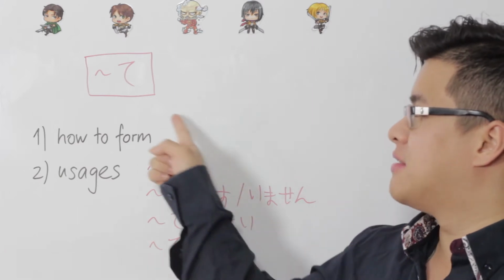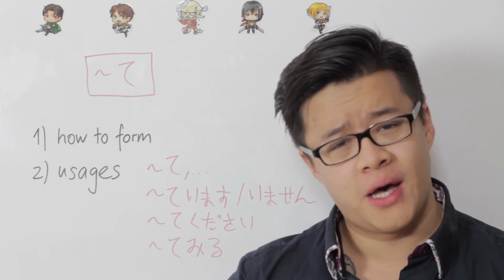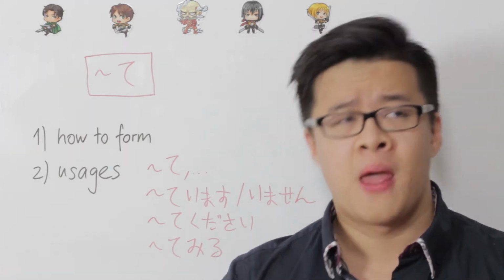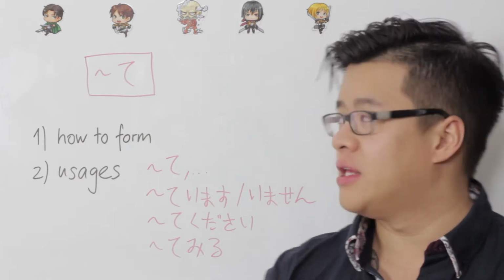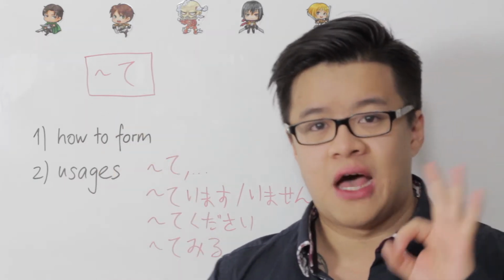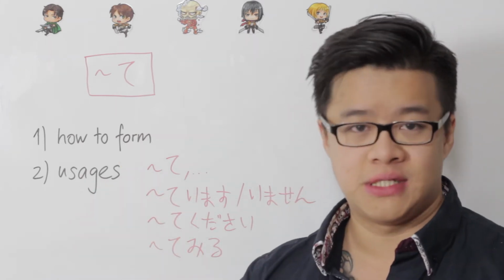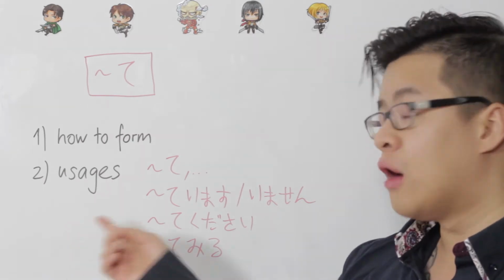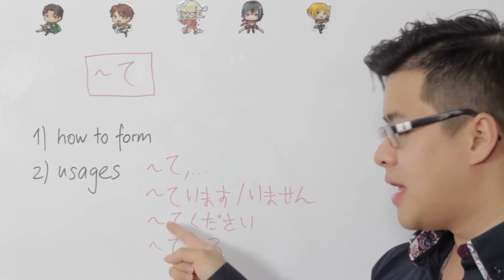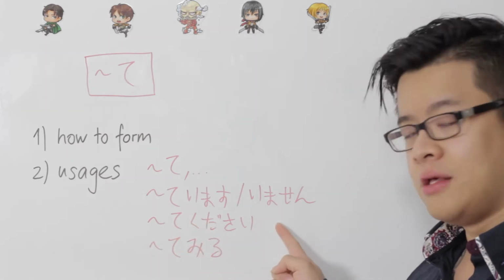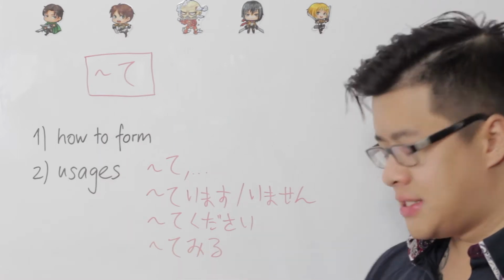So today's focus is the te form. Now you might say, well, that is so basic, but that's actually what I thought as well. But then I realized how many forms actually require the te ending. So that's our focus for today. We will first look at how to form this te ending and then how to use it. For example, nani nani te, nani nani, or te imasu, te imasen, te kudasai, and finally, te miru.